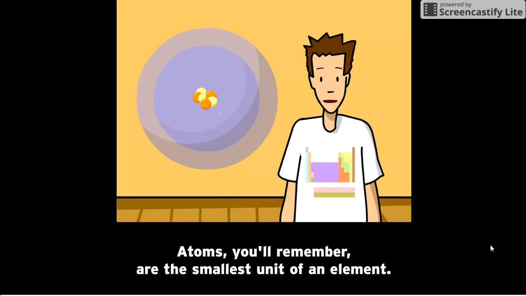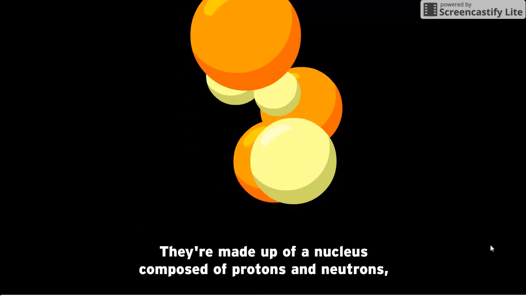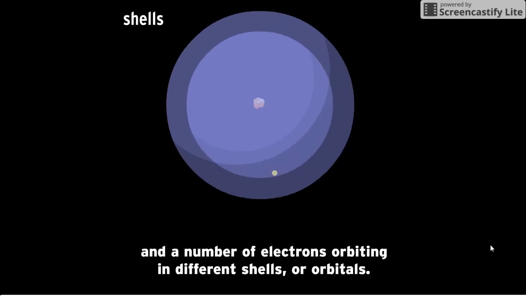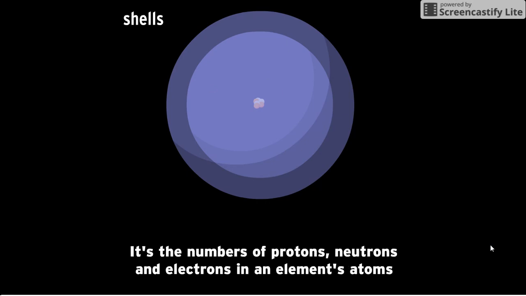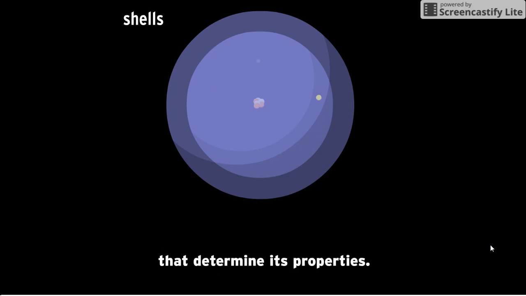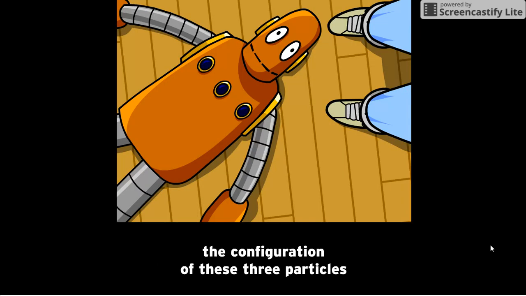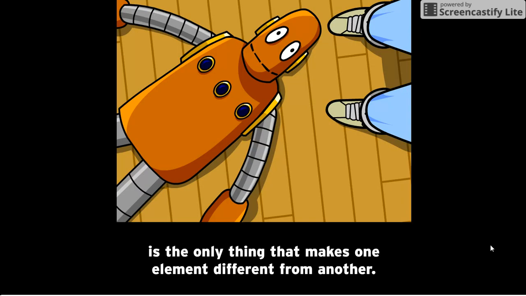Atoms, you'll remember, are the smallest unit of an element. They're made up of a nucleus composed of protons and neutrons, and a number of electrons orbiting in different shells, or orbitals. It's the numbers of protons, neutrons, and electrons in an element's atoms that determine its properties. That's right, Moby. The configuration of these three particles is the only thing that makes one element different from another.